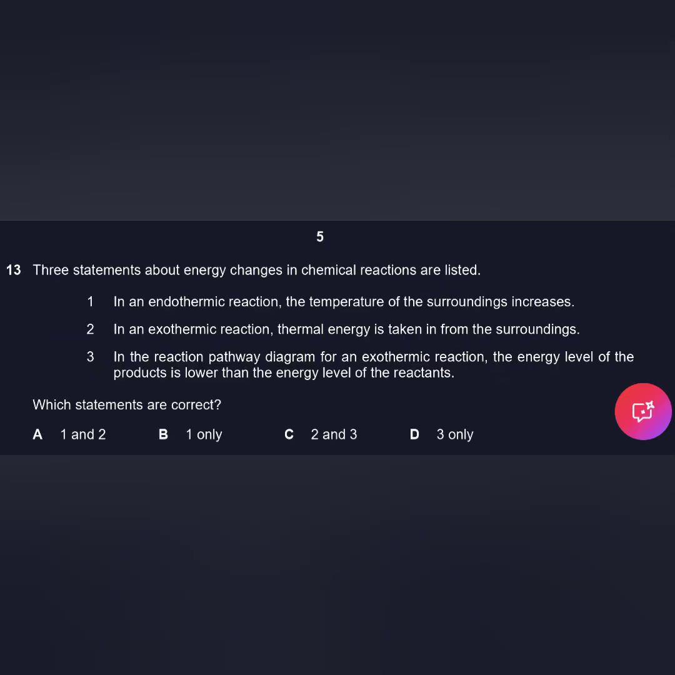MCQ number 13. Three statements about energy changes in chemical reactions are listed. Number 1. In an endothermic reaction, the temperature of the surrounding increases. That's wrong. In an endothermic reaction, the temperature of the surroundings decreases. So the option is incorrect. In an exothermic reaction, thermal energy is taken in from the surrounding. Whenever we burn coal, thermal energy is always liberated, not taken in. So this is also incorrect.